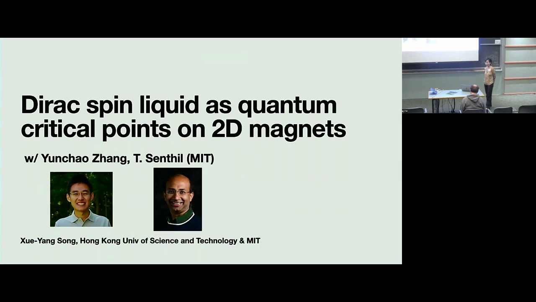Today I want to talk about a theory called Dirac spin liquid and establish that in two cases, one on square lattice and the other on Kagome lattice, it serves as a quantum critical point. This is work in collaboration with my postdoc supervisor, Senthil, and his student, Yunchao Zhang from MIT.